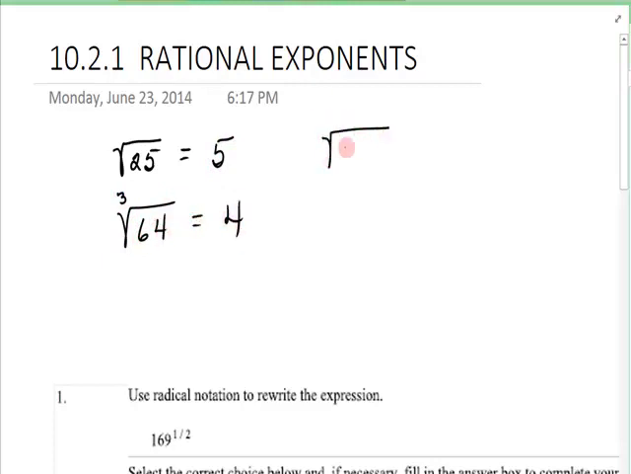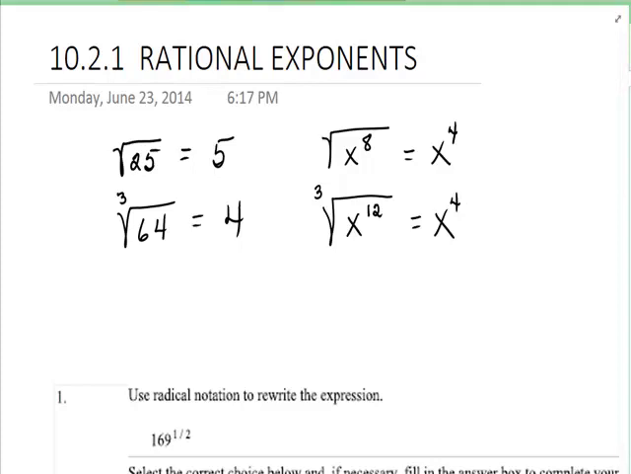When we look at the square root of x to the 8th, we cut the exponent in half, which really is taking the index and dividing it into the exponent. And if we take the cube root of x to the 12th, 3 goes into 12 4 times, so it is also x to the 4th.